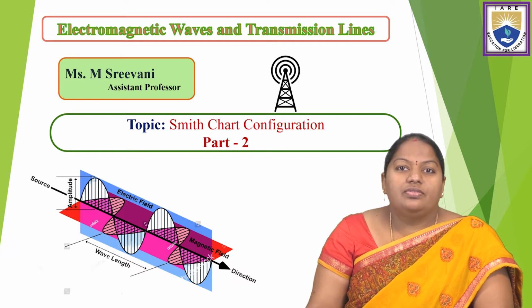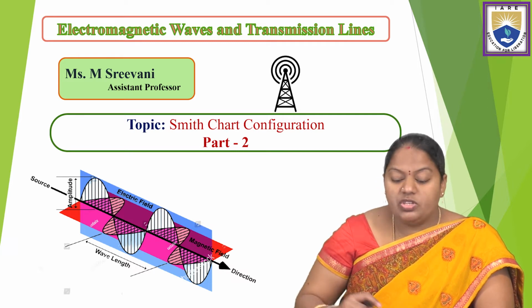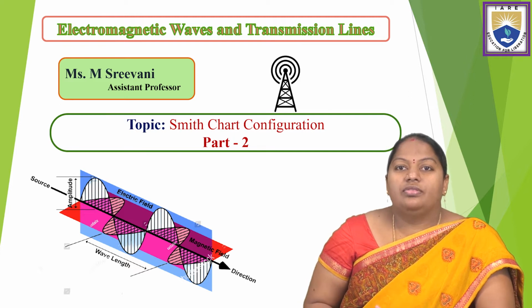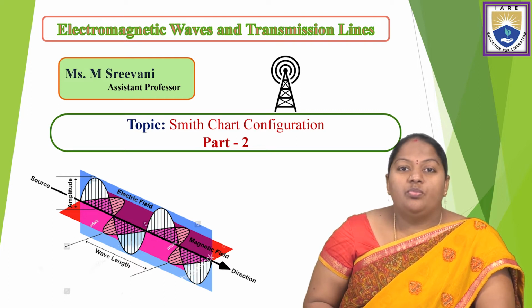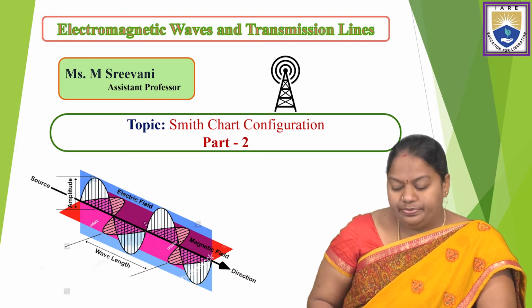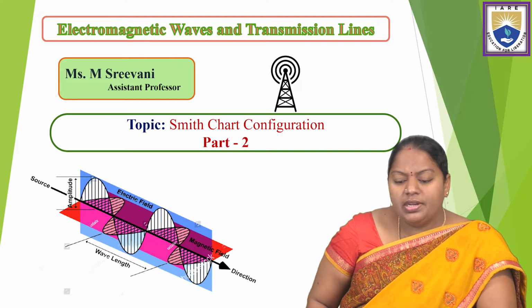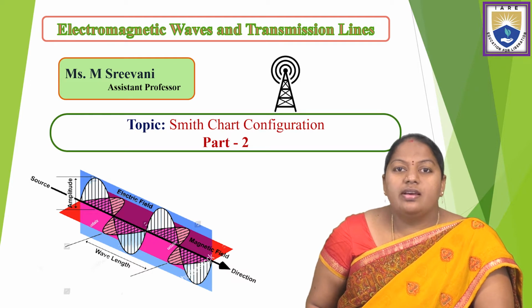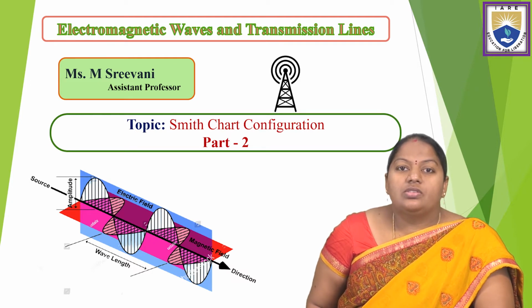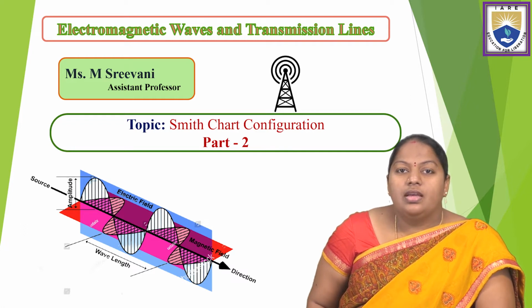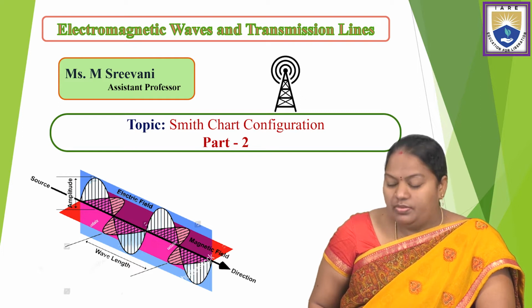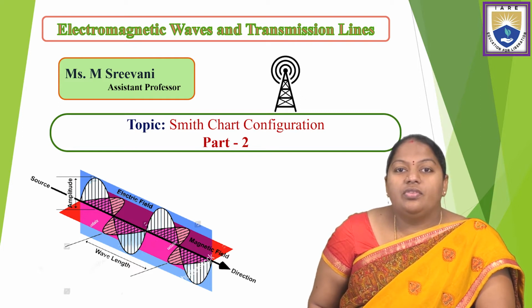In today's lecture, we are going to learn about Smith chart configuration, the continuation of part 1 of Smith chart configuration, one of the important topics in electromagnetic waves and transmission lines. It is one of the foremost important topics in transmission lines. A Smith chart is a graphical tool used to represent reflection coefficient and standing wave ratios in transmission lines.